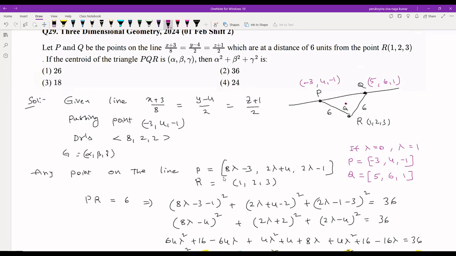Now he is saying centroid. Let's calculate centroid. X1 plus X2 plus X3 by 3. So 5 plus 1, 6 minus 3, 3 by 3, 1. And also 6 plus 4, 10 plus 2, 12 by 3 is 4. And Z1 plus Z2 plus Z3 by 3. 3 plus 1, 4, minus 3 by 3, 1. So he's asking alpha square, beta square, gamma square. So alpha square is 1 square, beta square is 4 square, gamma square is 1 square. So 2 plus 16, 18. Option 3 is correct for this question.